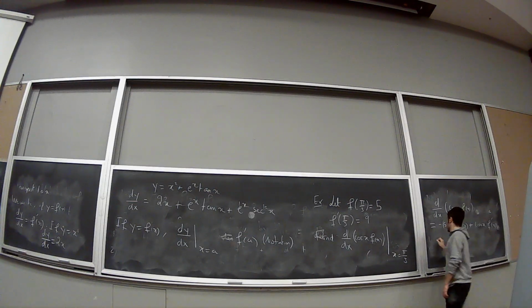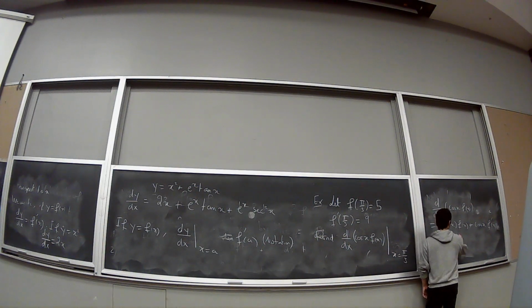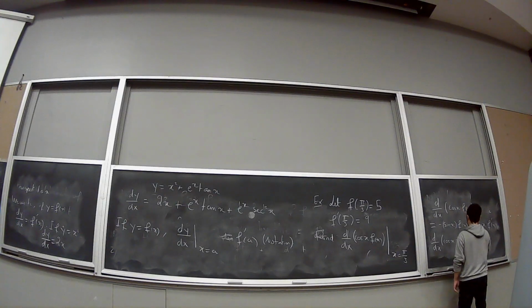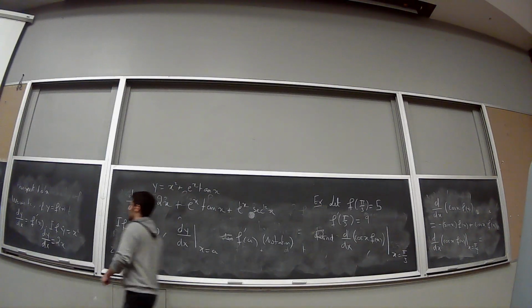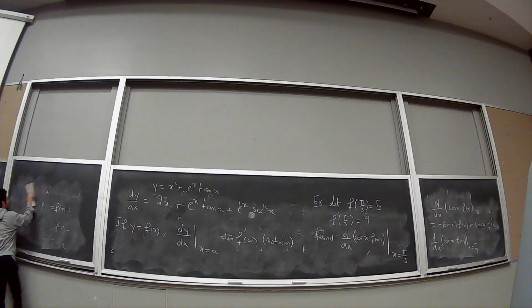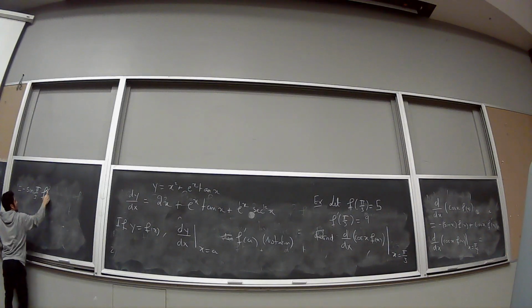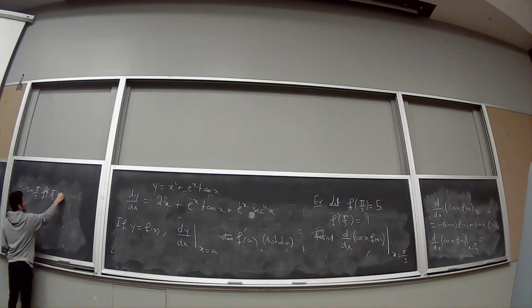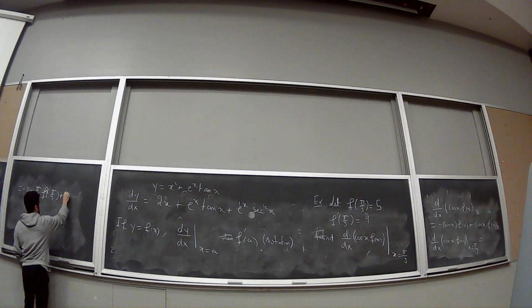What is d by dx of cos x f of x at x equal pi over 3? Well, you just plug in pi over 3. You get minus sine pi over 3 times f of pi over 3, plus cosine pi over 3 f prime of pi over 3, right?